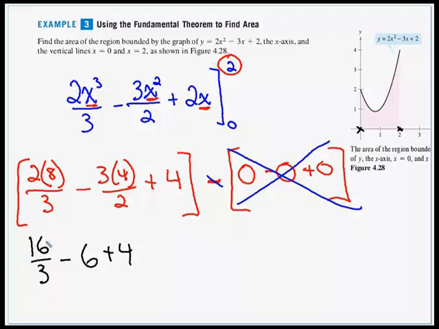Maybe this will be easier if we turn this to a mixed number. 16 thirds is 5 1/3. And then we have minus 6 plus 4, which comes to a minus 2. That subtraction leads us to 3 1/3. And then let's put it back into improper fraction form. So 3 times 3 is 9, plus 1 is 10, 10 thirds.